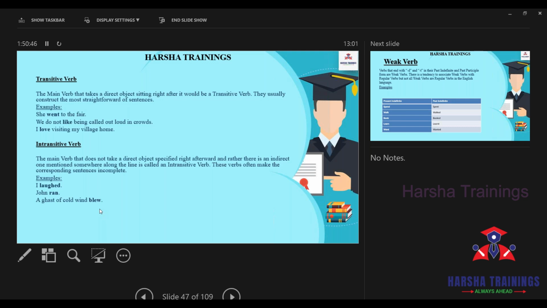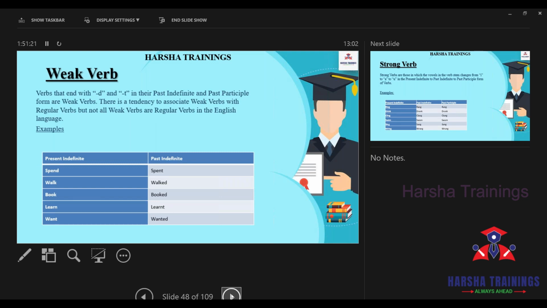A gust of cold wind, in the sense that suppose there's a cold breeze outside. You're inside your house, right? When you open your windows, the cold wind comes in with some force. So that is called a gust of cold wind. Okay. So here a gust of cold wind blew. There is no object specifically. It just blew in. Blow, the past tense is blew. Even that is an irregular verb. Got it? Understood? Okay.